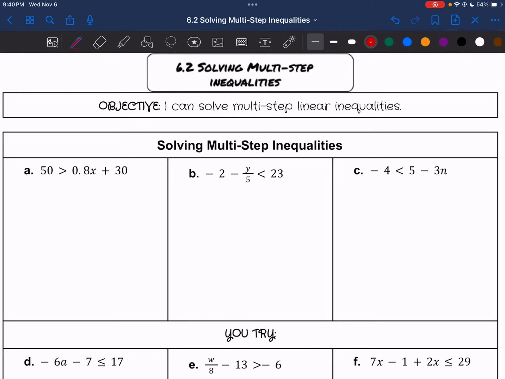Hello, and welcome to Module 6.2, Solving Multi-Step Inequalities. Our objective for today is that I can solve multi-step linear inequalities.